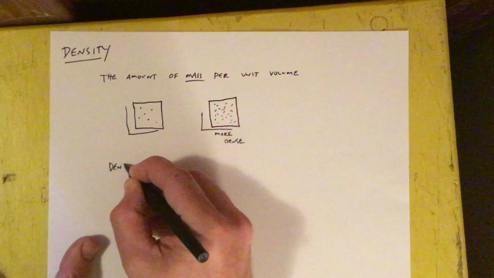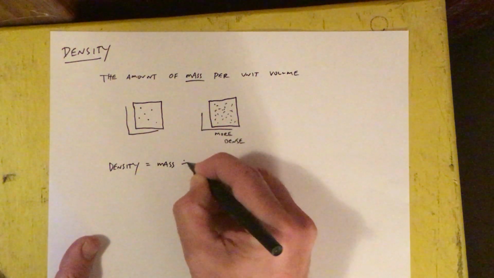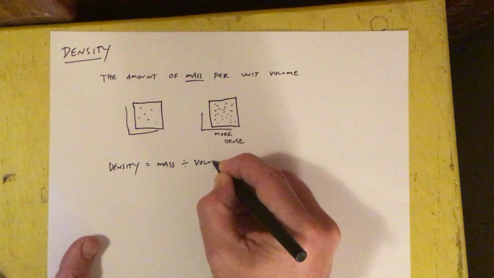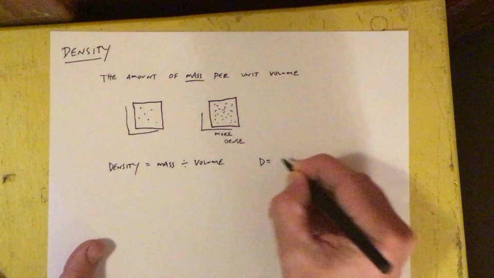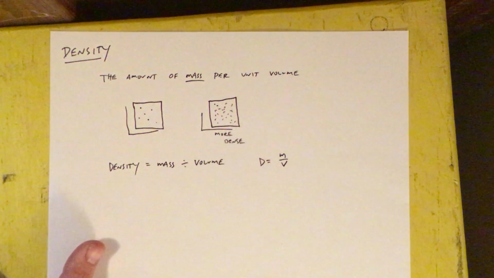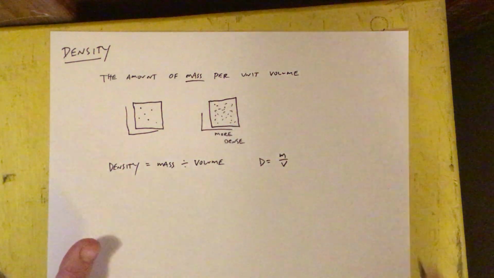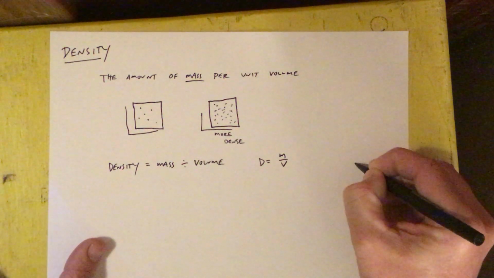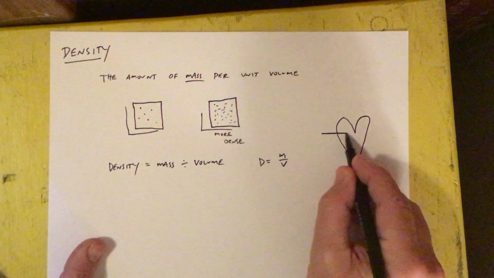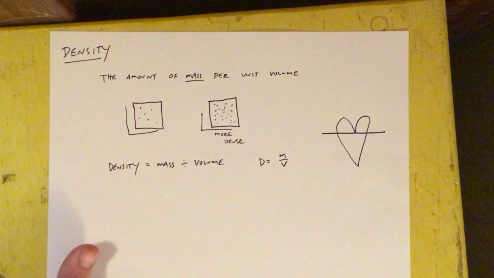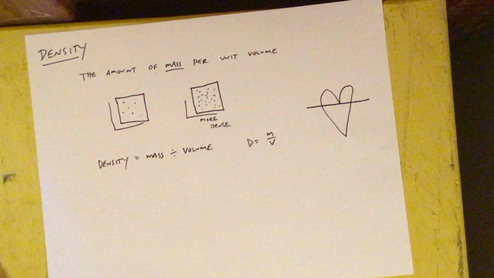So there's an equation to figure out density, and it's mass divided by volume, sometimes seen as D equals M over V. There is a trick to remembering the equation for M over V. Since you love calculating density, you draw a heart, and then never mind, you don't really like calculating density. You draw a line through the heart, and that's M over V. M divided by V.